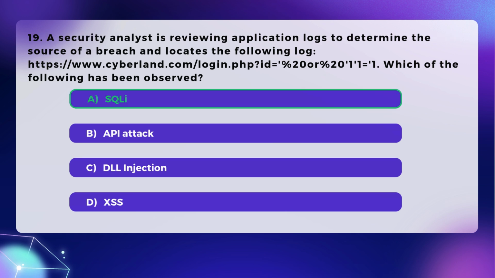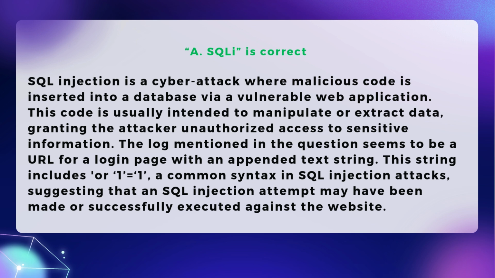The correct answer is A. SQL injection is a cyber attack where malicious code is inserted into a database via a vulnerable web application. This code is usually intended to manipulate or extract data, granting the attacker unauthorized access to sensitive information. The log mentioned in the question seems to be a URL for a login page with an appended text string. This string includes or 1 equals 1, a common syntax in SQL injection attacks, suggesting that an SQL injection attempt may have been made or successfully executed against the website.